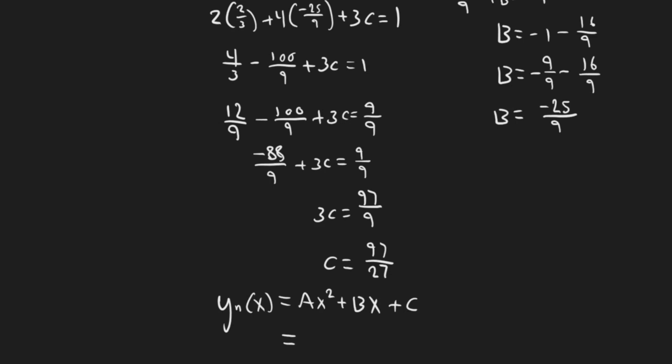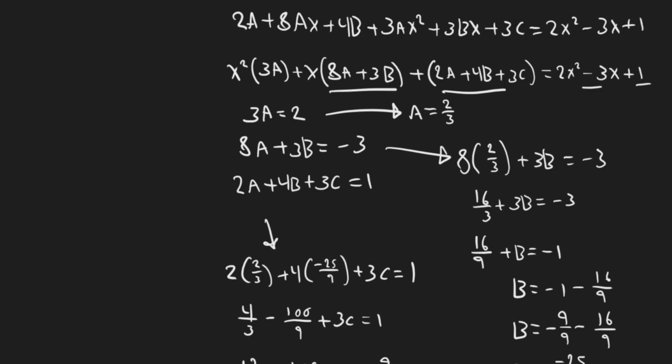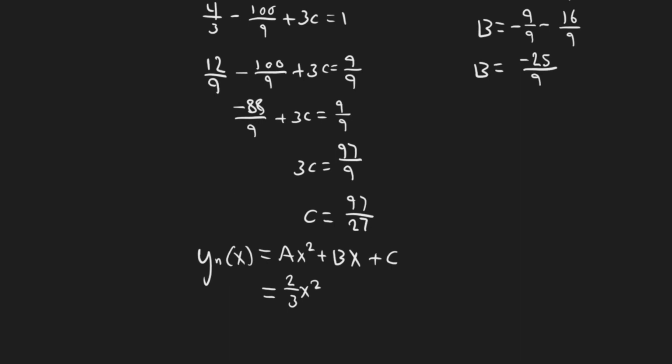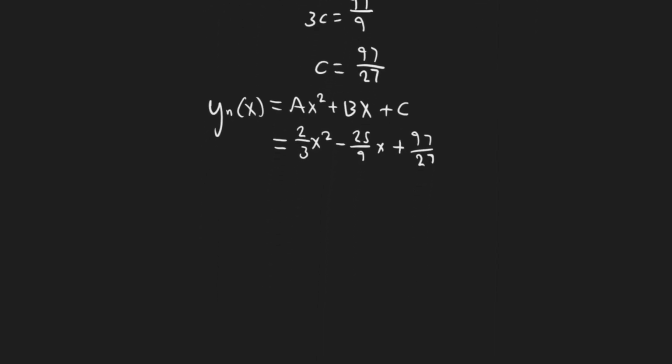So our non-homogeneous solution is going to be 2/3 x squared, because we found a to be 2/3 right here, and then we just found b to be negative 25 over 9, negative 25 over 9x, and then we just found c to be 97 over 27. So 97 over 27, like this. And so that's it with step 3, but remember there's one final step, step 4, and this is basically just writing the final answer out.